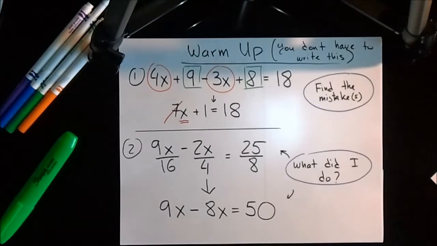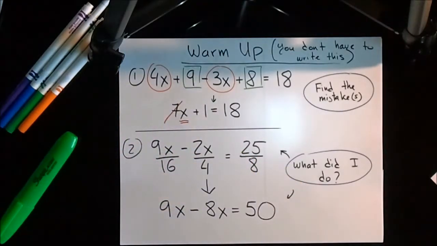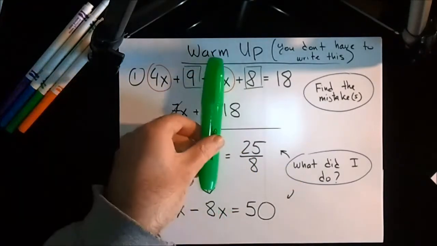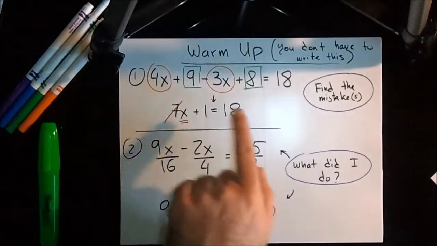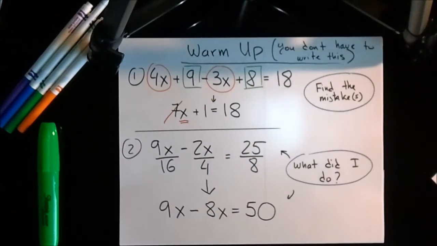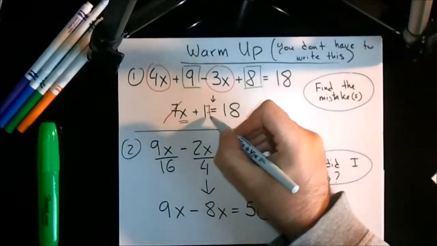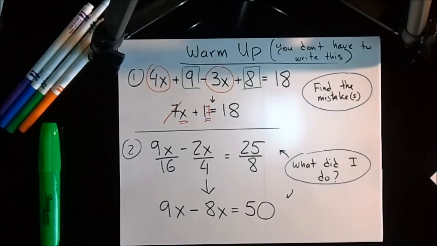The second mistake was with my constants. Right here, 9. This minus belongs to the x term now, so I have to ignore it when I solve for my constant. So 9 plus 8 is 17. Not 9 minus 8, because that minus belongs to the x term, not the constant. So 9 plus 8 is 17, so that should have been 17 right there. And those were the two mistakes that I made in number one.